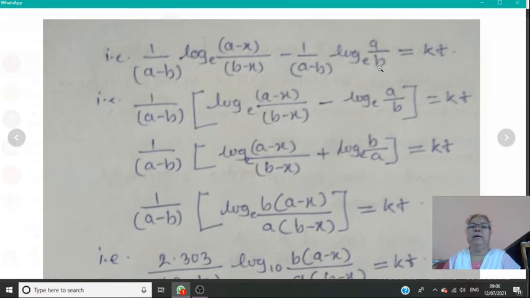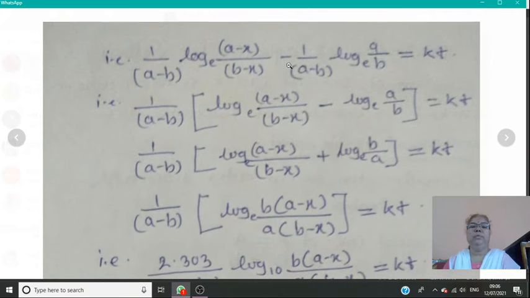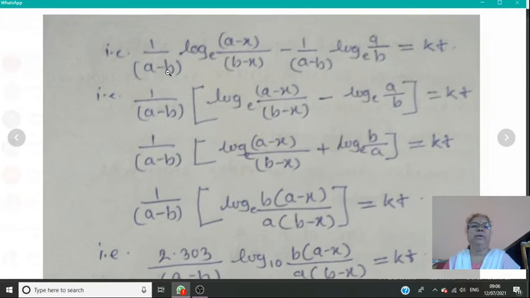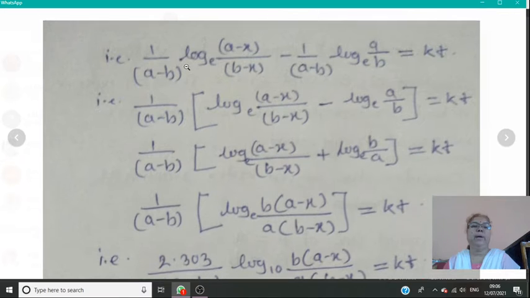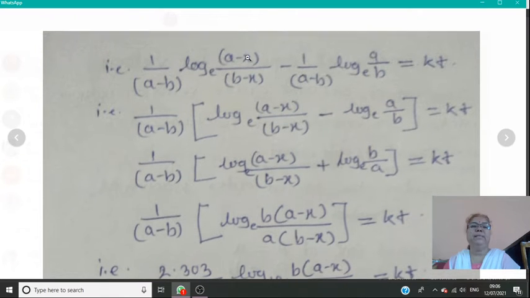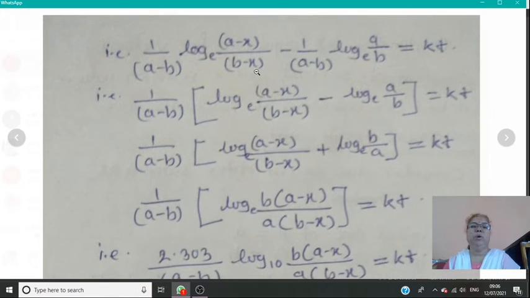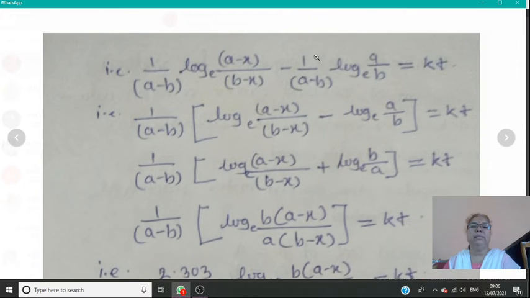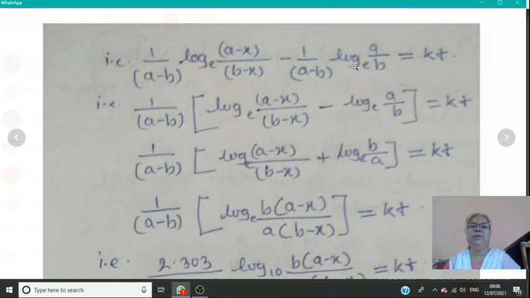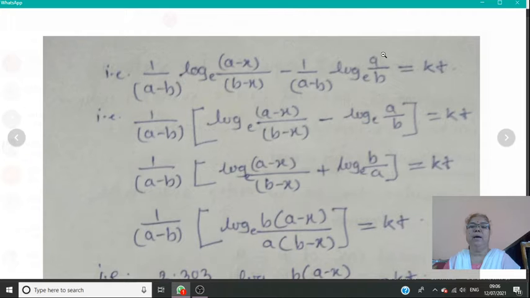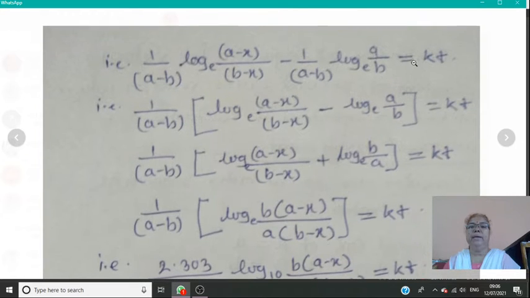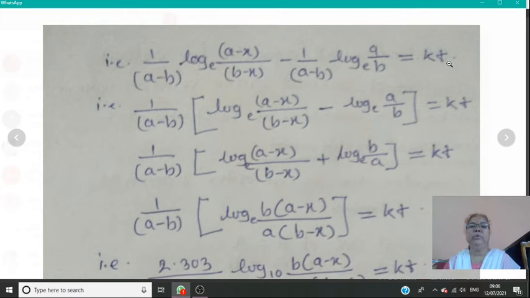Now this right hand term we take towards the left hand side, and our equation becomes 1 upon (a minus b) into log to the base e of (a minus x) upon (b minus x), minus 1 upon (a minus b) into log to the base e of a by b, equal to k into t.